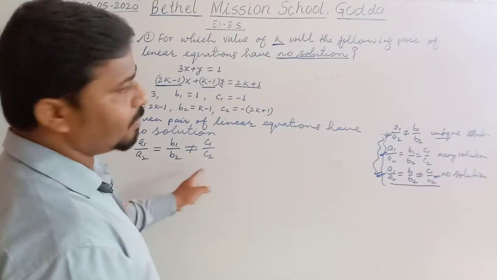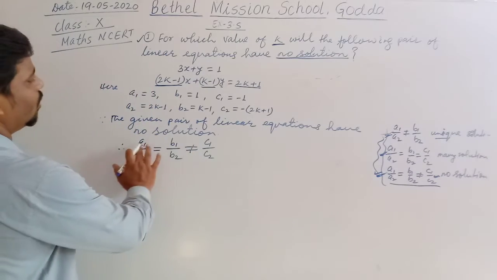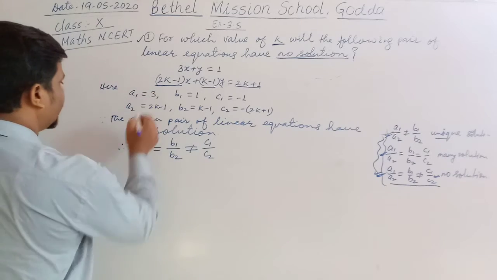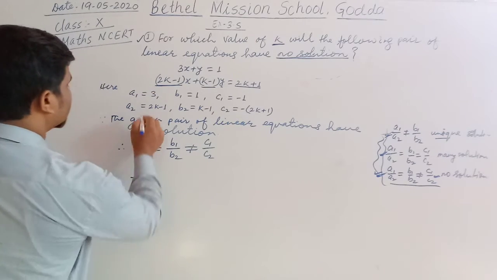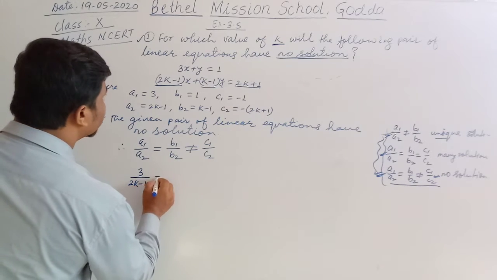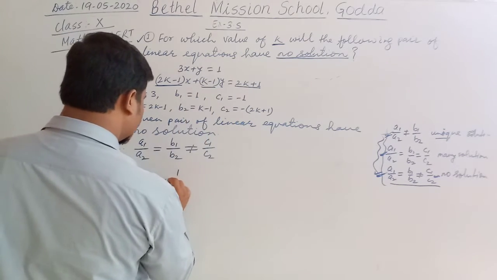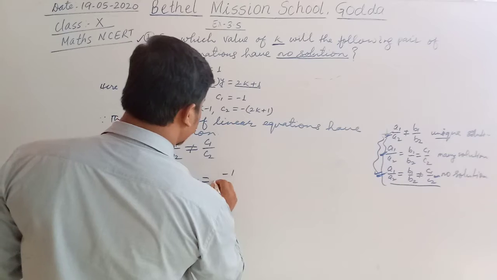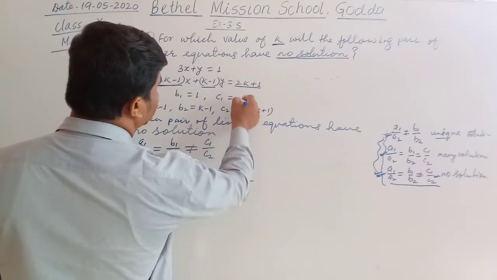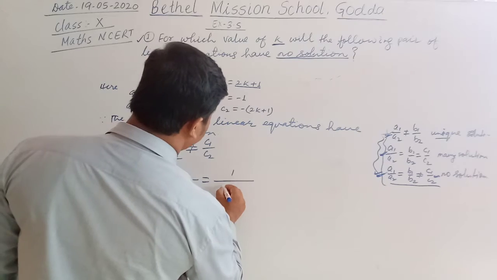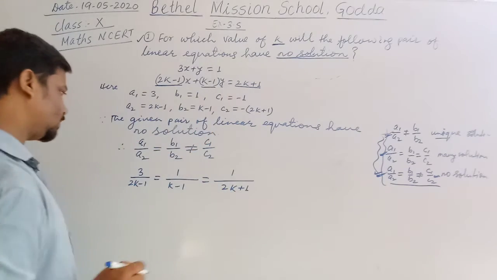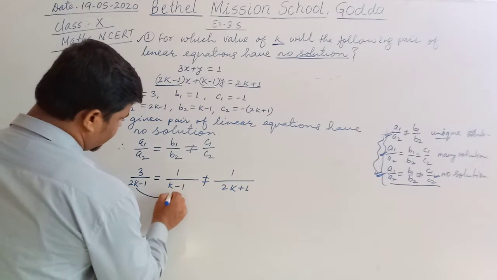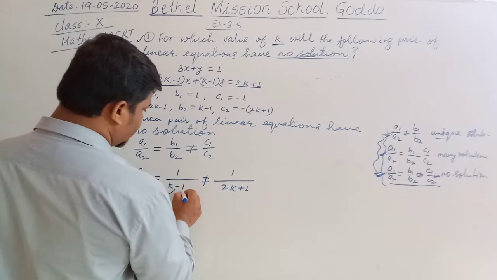This is the property we will use, and after that we will put all the values of a1, b1, c1 and a2, b2 and c2. So a1 is 3 upon 2k minus 1, equal to b1 is 1 upon k minus 1, equal to minus 1 upon, so both have the minus gone, then here will be 2k plus 1, and it is not equal. So first we will solve this and after that we will solve this.